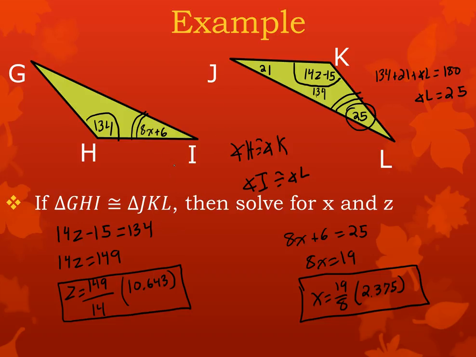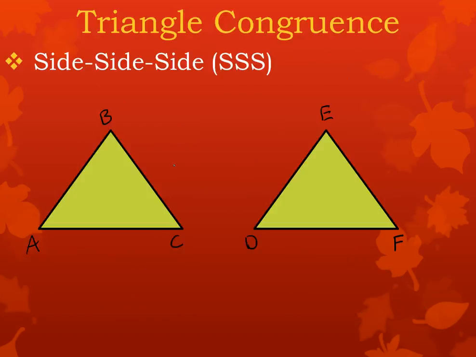Alright, so that's how you use your congruent triangles. Now, the rest of this is going to talk about triangle congruence. We don't need all three sides and all three angles congruent to prove the two triangles are the same. We have 5 different congruence theorems that we're going to use to prove triangles congruent when we deal with the next couple weeks. So, side, side, side.